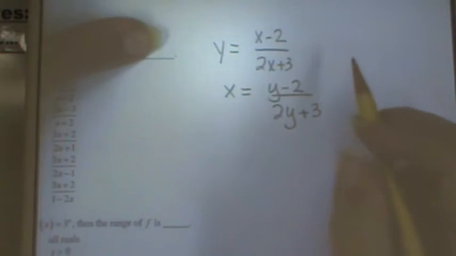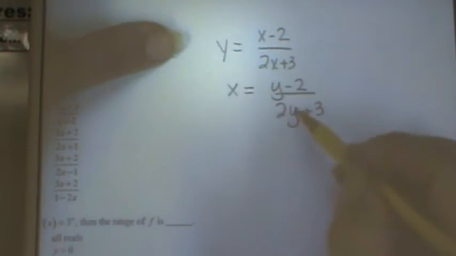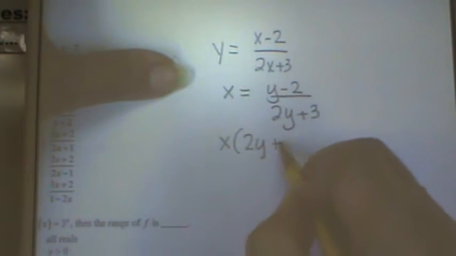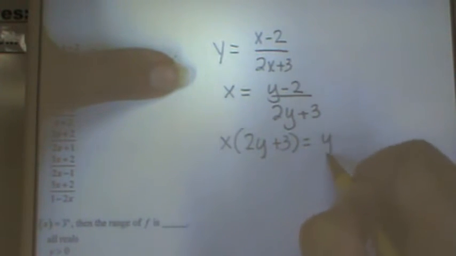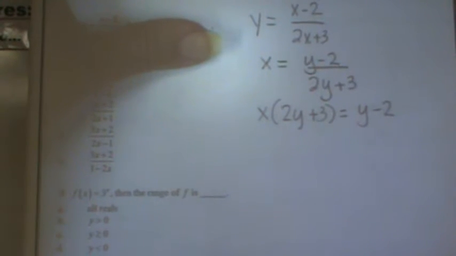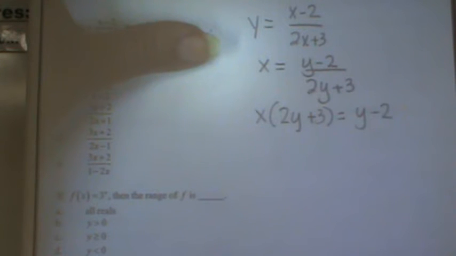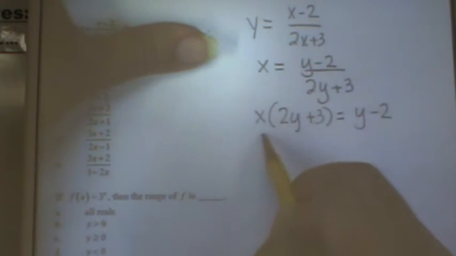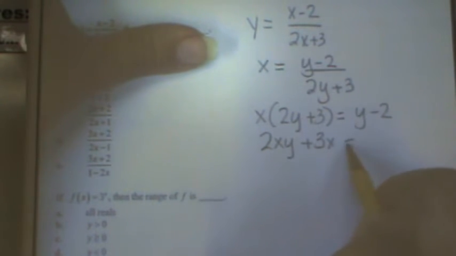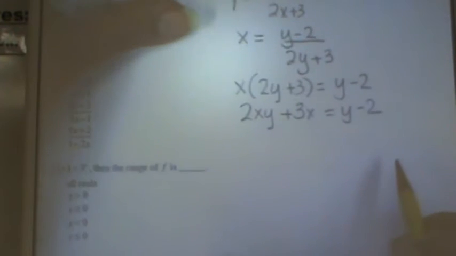Now we have to solve for y. So I'm going to cross multiply. I'm going to say x times 2y plus 3 is equal to y minus 2. I need to get my y's together so I can factor it out and solve. So this is 2xy plus 3x is equal to y minus 2.